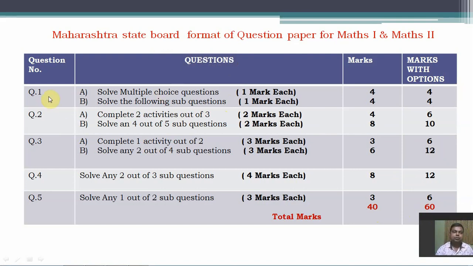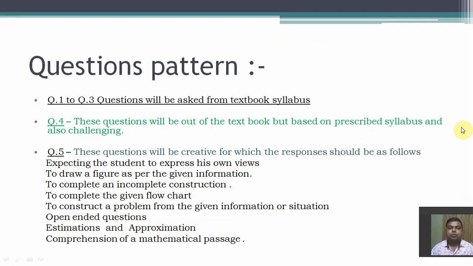Now see how questions will be asked in question number 1, 2, 3, 4 and 5. See here, question pattern. Questions 1A, 1B, 2A, 2B, 3A, 3B will be asked from the textbook syllabus. Question number 1 has a weightage of 8 marks, question number 2 has 12 marks, and question number 3 has 9 marks. That means 8 plus 12, 20, plus 9. So 29 marks of questions will be asked from your textbook and the remaining 11 marks will be out of your textbook.